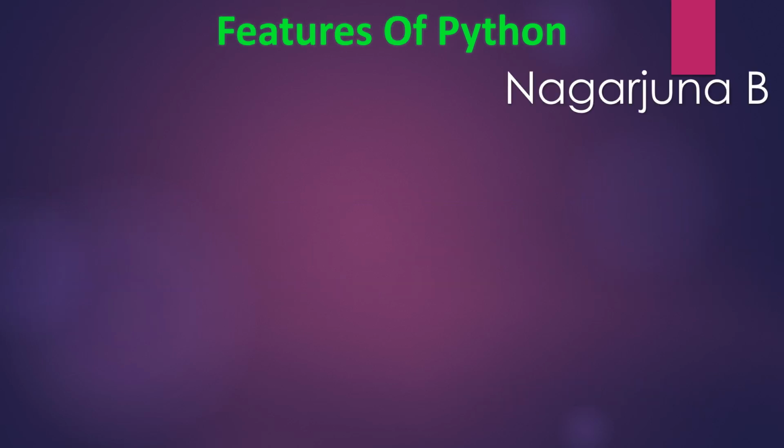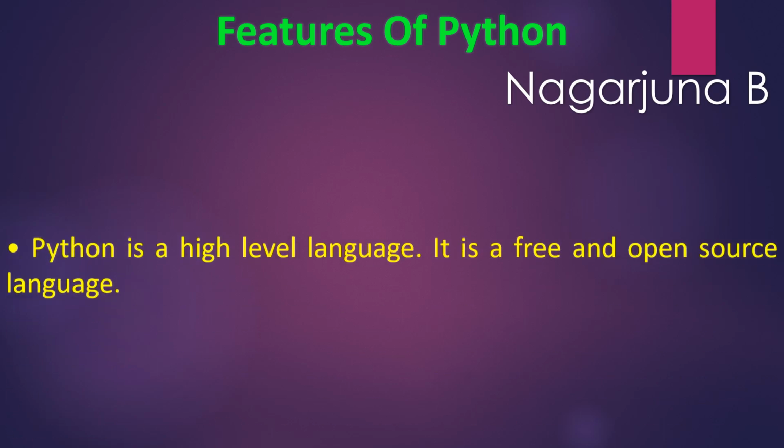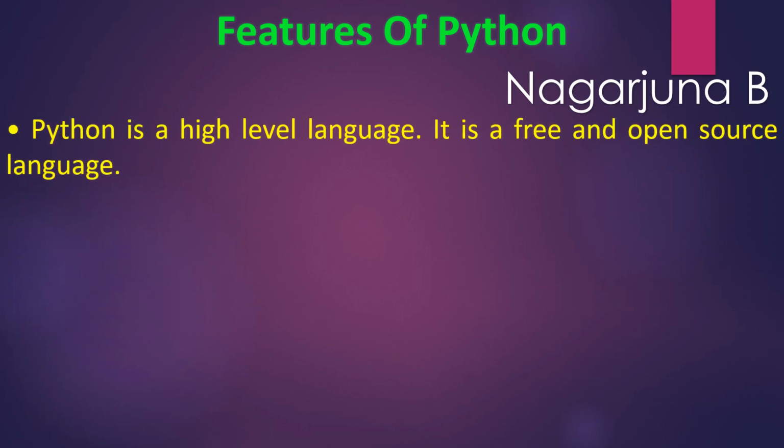Features of Python programming language. Python is a high-level language. It is a free and open source language. Python is a high-level language. That means it can be understood by the user, but the machine cannot understand a program written in Python. For that purpose, there should be some translator which converts a high-level language into a lower-level language, that is, machine language, which can be understood by the computer.